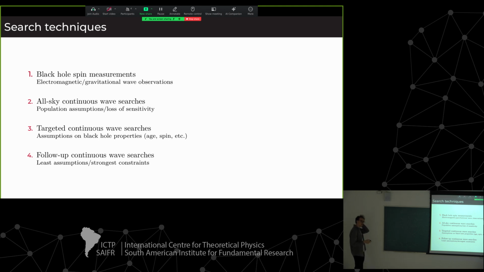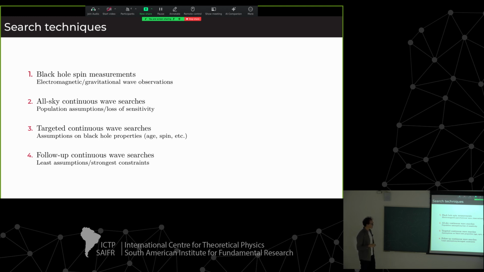And so now we can just follow up this binary black hole merger with more continuous wave searches. Okay? And the idea here is really that we make the fewest assumptions, because we know exactly the age of the black hole. We know exactly the mass and the spin of the black hole. So basically there are zero assumptions we need to make. And so with that, you can place the strongest constraints because you can now do a very deep search for the continuous waves sent out by these systems.